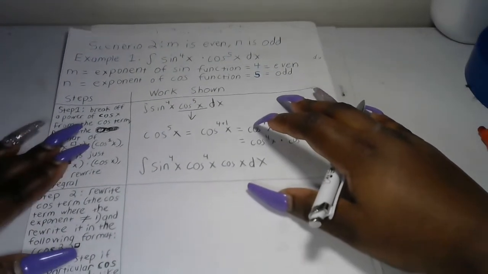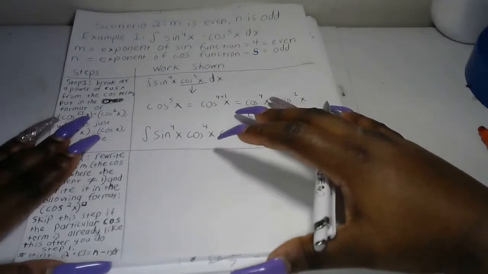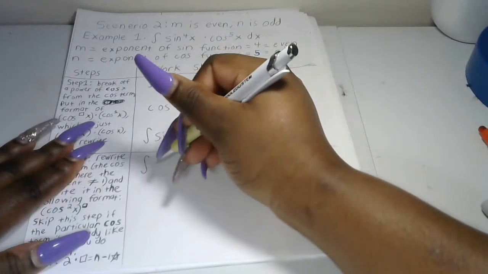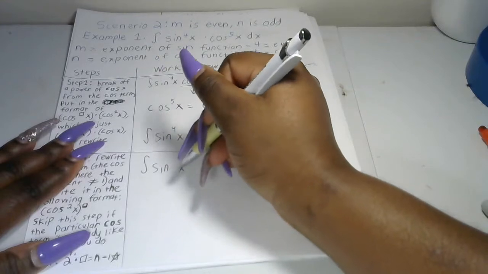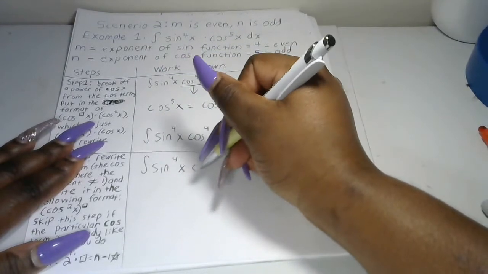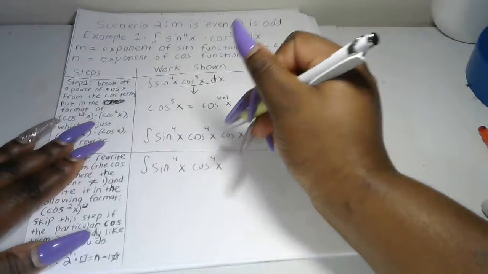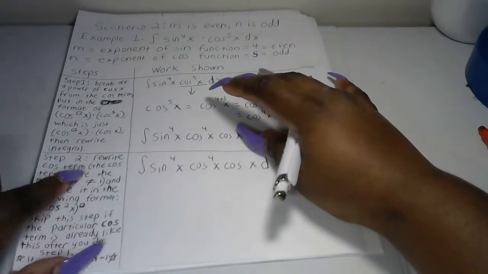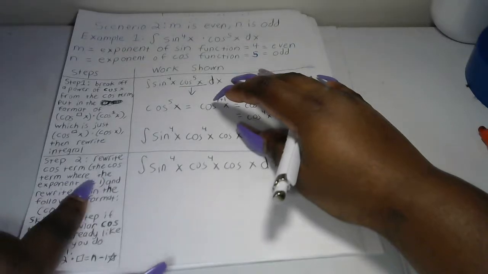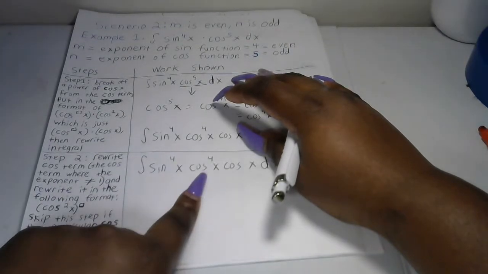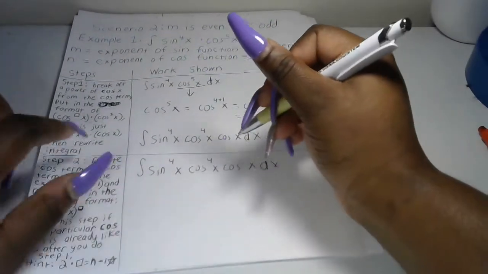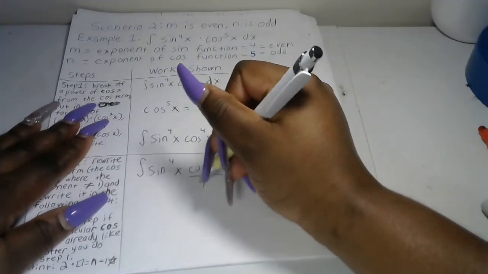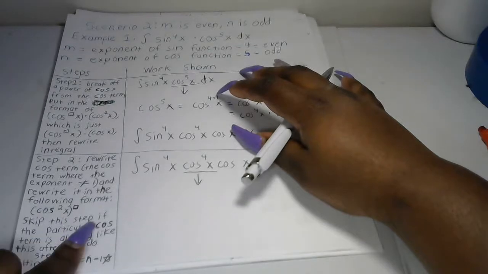So what do we have so far? What we have so far is sine x to the 4th power times cosine x to the 4th power times cosine x dx. The cosine term where the exponent does not equal 1 is this one. Because here the exponent is 1, but here the exponent does not equal 1. So we're going to take this and rewrite it into this format.